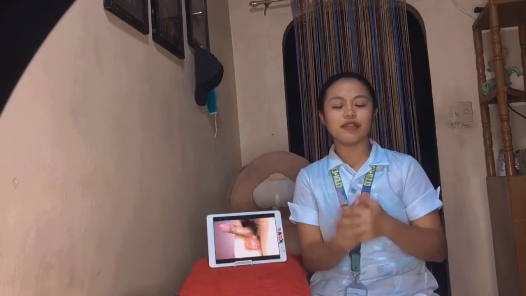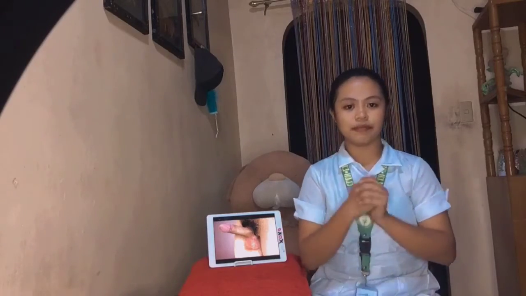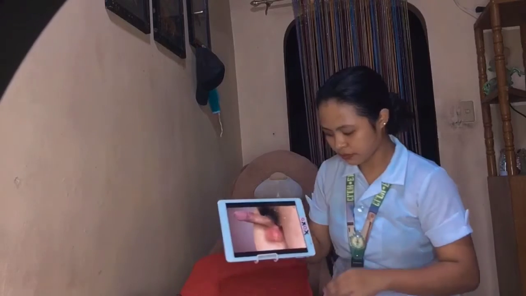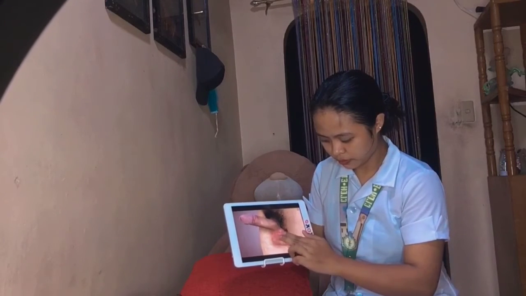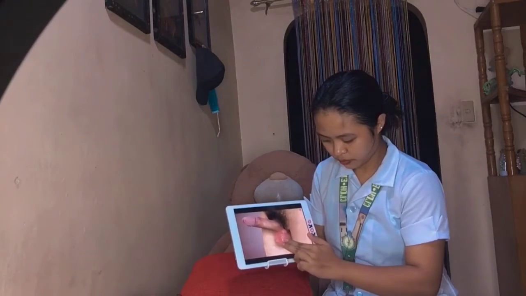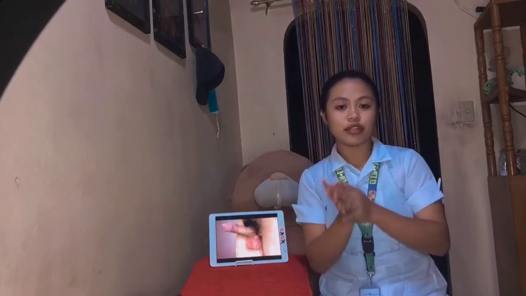Now we will proceed to the scrotum. Inspect the scrotum for appearance, general size, and symmetry. Okay, so the shape is oval. The left side of the scrotal sac is lower than the right side. Its color is slightly darker than the penis of our patient.